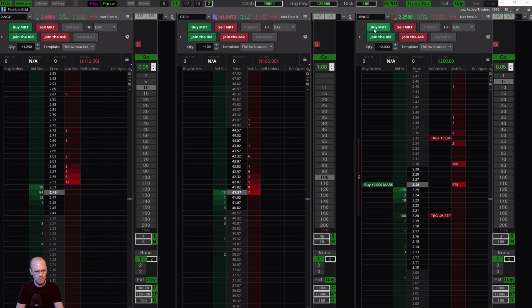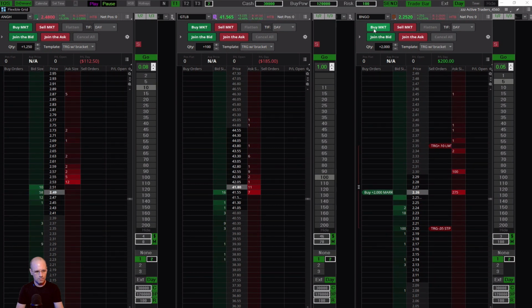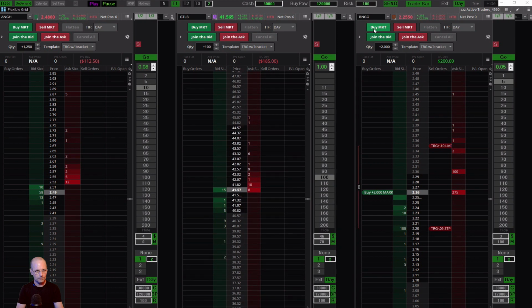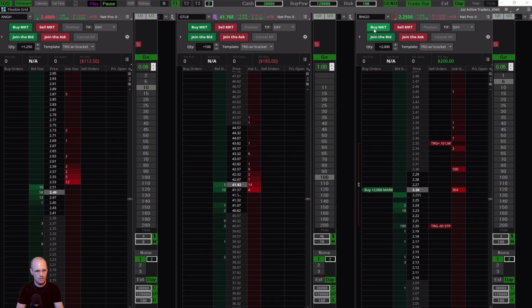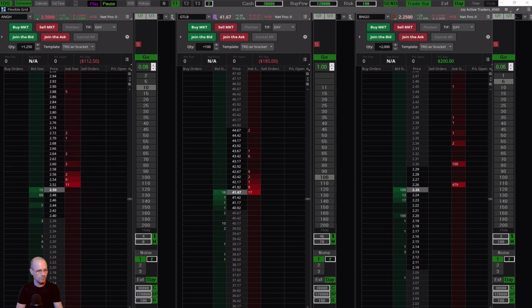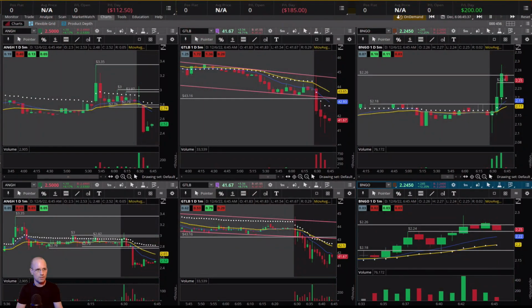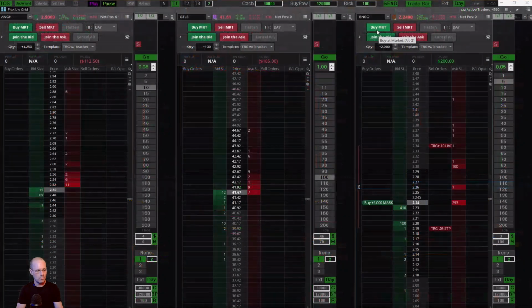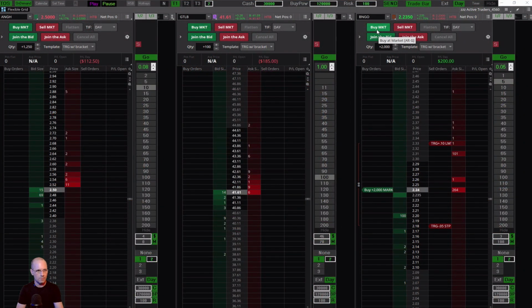226, we have 280, 275 sellers. Now 360. So sellers holding this price down. We could pull back. Anything above 218 on this chart is a higher low. So dropping down now.